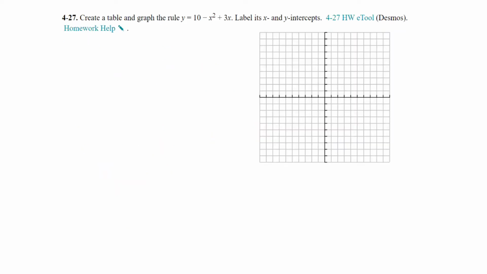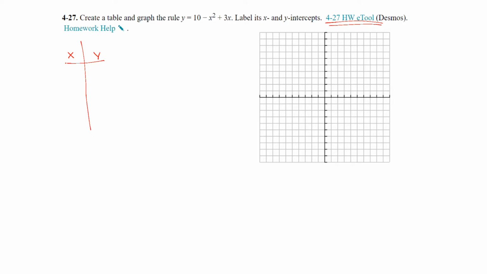27, create a table and graph the rule y equals 10 minus x squared plus 3x. Label its x and y intercepts. So to create a table, we have x and y, so an input and an output. Our equation is x squared, so it is a quadratic. So if you want to use Desmos, that would definitely be beneficial. I'm just going to go ahead and set up my table and plug in values, and then you can either do it by hand or plug it into your calculator.